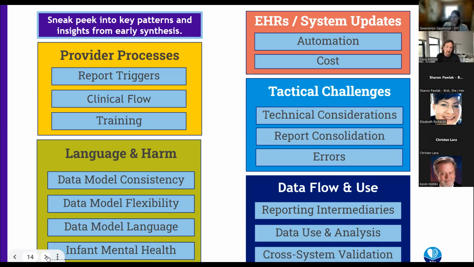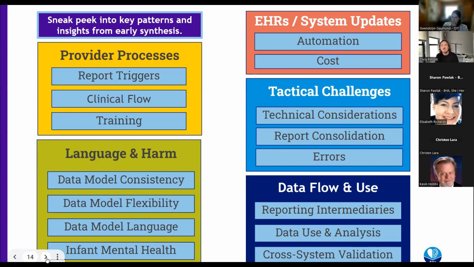Infant mental health is another thing in particular where this is something that was not really considered at the time that these forms were created, and it creates a lot of difficulty in trying to map the specific concerns in infant health into these reports that really weren't made for it.